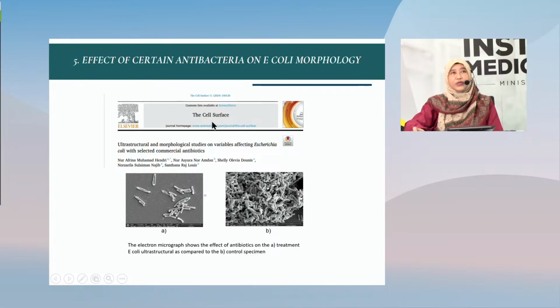The technology is also used to study the effect of antibiotics on pathogens. For example, in this study on the effect of antibiotics on E. coli morphology, titled Structural and Morphological Studies on Variables Affecting E. coli with Selected Commercial Antibody, the electron micrograph images show that the treated samples have ruptured and uneven morphology as compared to the control specimens.